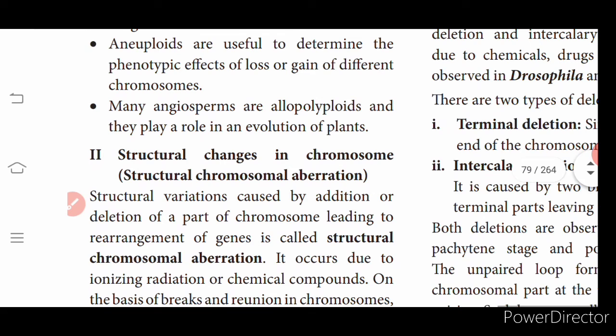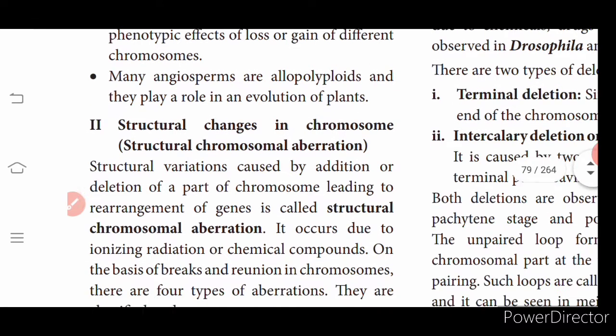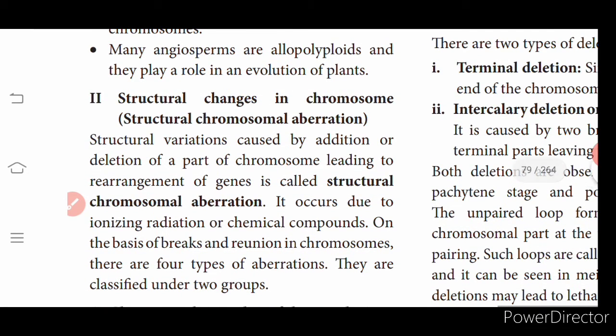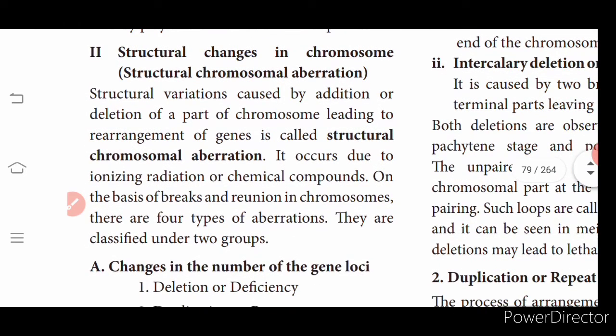Aneuploids are useful to determine the phenotypic effect of loss of grain and of the different chromosomes. Many angiosperms are allopolyploids, and they play a role in the evolution of plants.